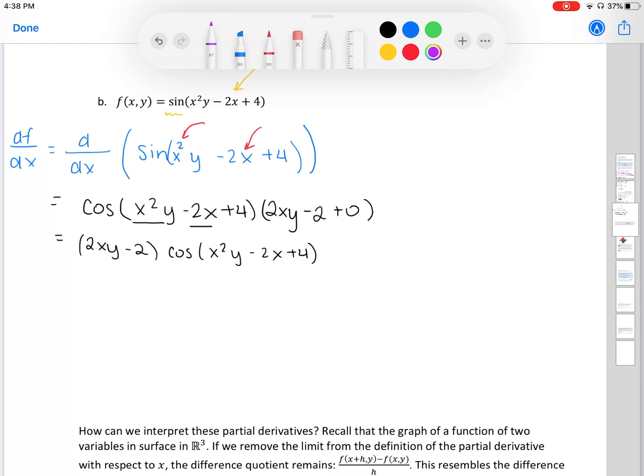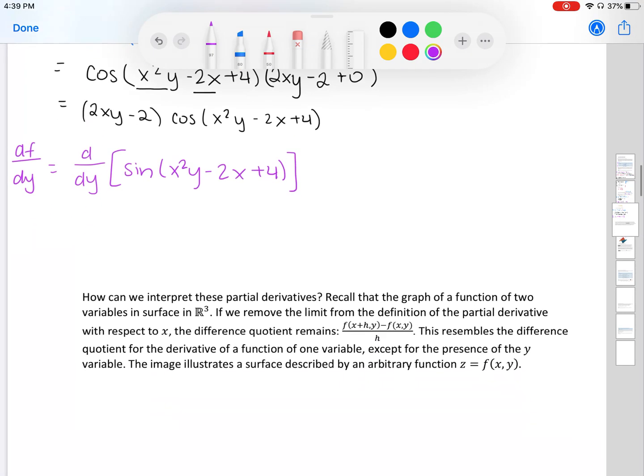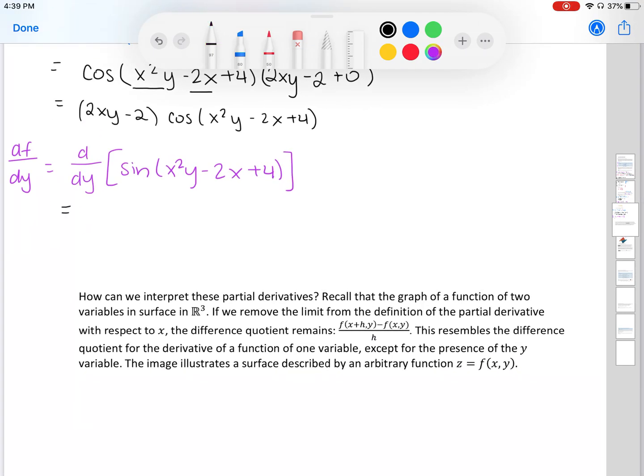All right, let's go ahead and find the partial derivative in terms of y. So df dy. According to our function, it is sine of x squared y minus 2x plus 4. So recall the chain rule: we take the derivative of sine, which is cosine. We keep the argument x squared y minus 2x plus 4, and then we take the derivative of the inside.